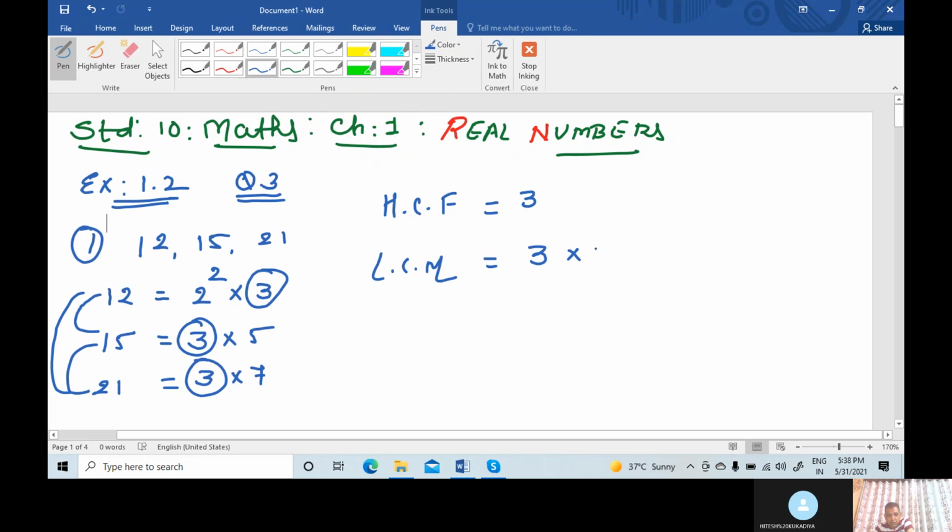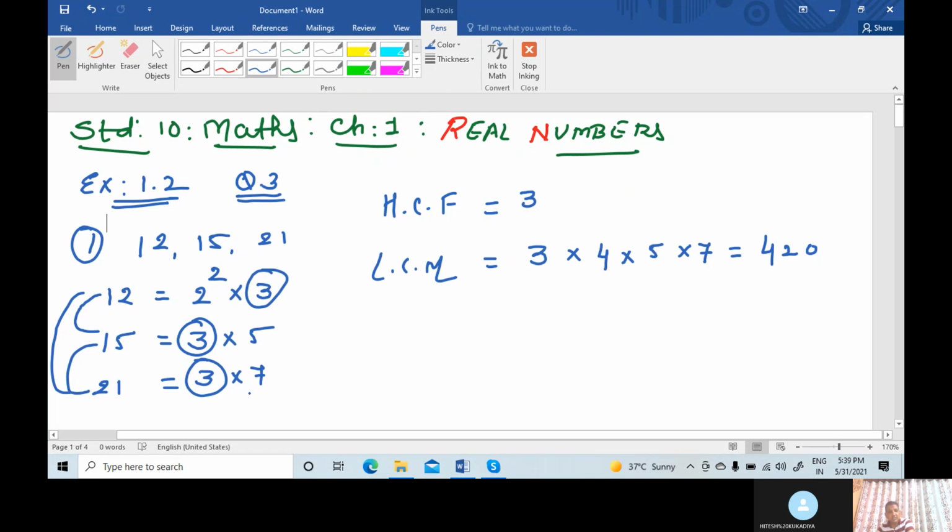In 12, 2 raised to 2, that means 4, is remaining. In 15, 5 is remaining. In 21, 7 is remaining. Now multiply: 3 fours are 12, 12 fives are 60, 60 sevens are 420, our favorite number. Is that clear?